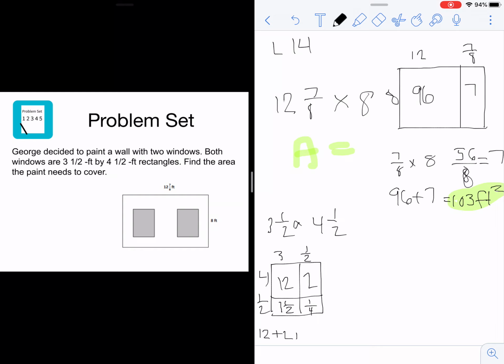So now when you add these together, you have 12 plus 2 plus 1 plus 1/2 plus 1/4, which equals 12 plus 2, 14, plus 1 is 15, and then 1/2 plus a fourth. 1/2 is the same as 2/4. 2/4 plus 1/4 is 3/4. So one window is 15 3/4 feet. That's for one window. We want 2, so we're going to multiply this by 2, and we're going to get 30 6/4.